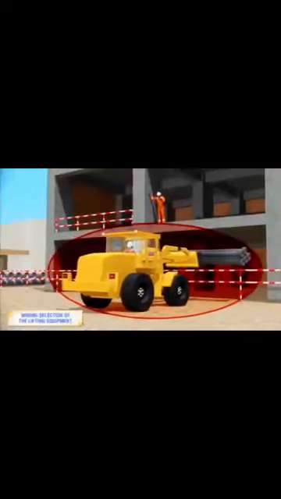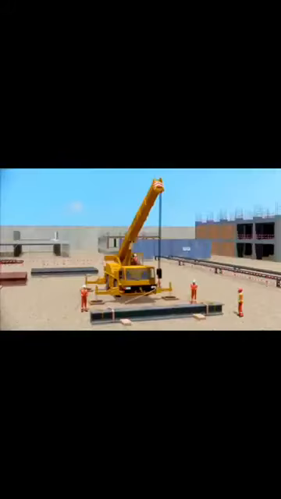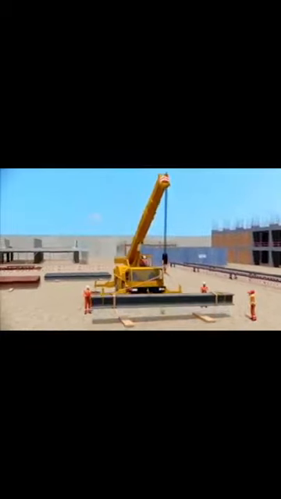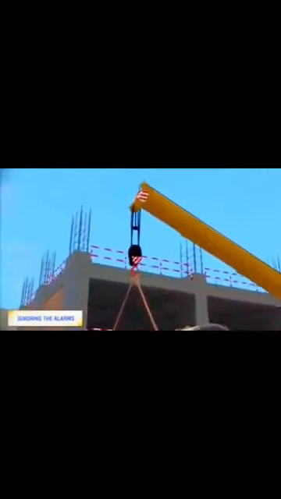wrong selection of the lifting equipment, using equipment for lifting load beyond its load capacity, ignoring the safety instruction provided by the manufacturer for using a machine, for example, not using the load chart, ignoring the alarms, etc.